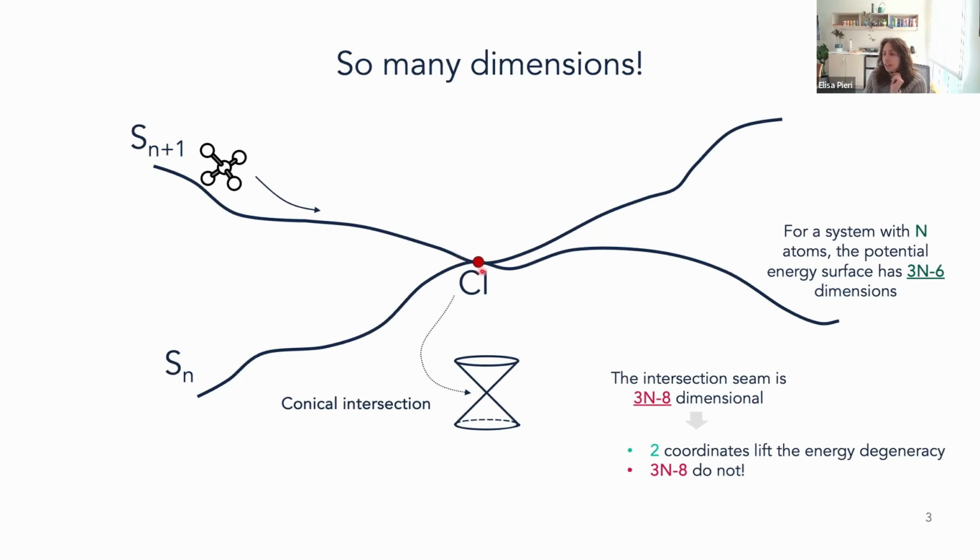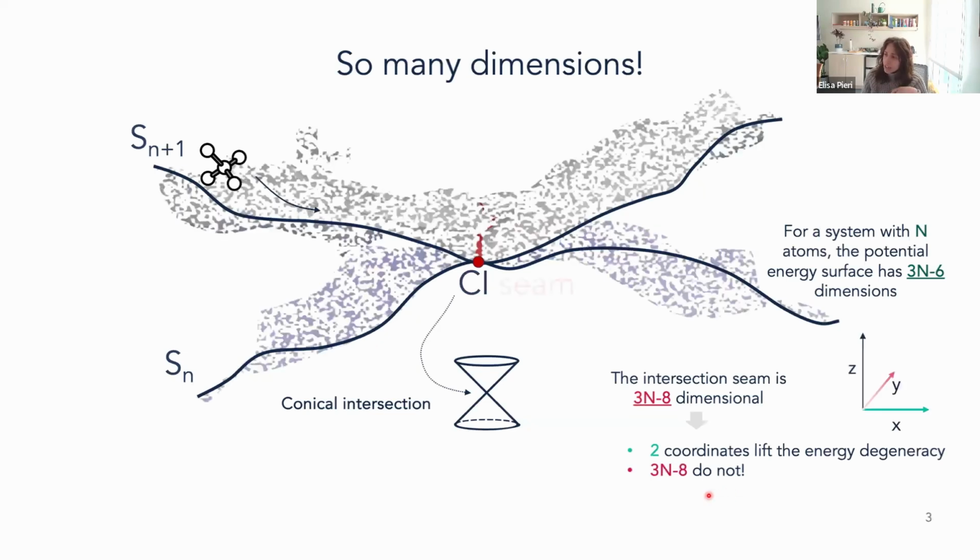And then we say, well, these two states cross at the conical intersection. And I want to point this out because for me, it was hard to wrap my head around at the beginning. There is no the conical intersection. There isn't one. There is not one isolated point that is the conical intersection, which is this, let's say, double cone that acts like a funnel. But there are infinite conical intersections. So they are part of an intersection seam, which is 3N minus 8 dimensional. So it's less dimensional than the potential energy surface, but it's still a lot of dimensions.